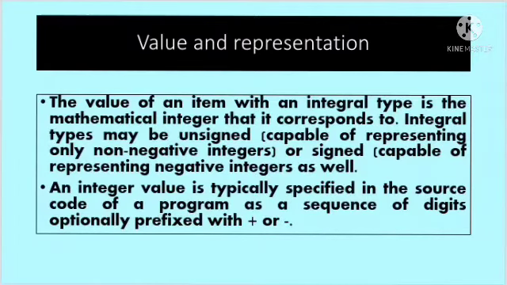Value and representation. The value of an item with an integral type is the mathematical integer that it corresponds to. Integral types may be unsigned or signed. Signed means it is capable of representing negative integers, while unsigned means capable of representing only non-negative integers. An integer value is typically specified in the source code of a program as a sequence of digits optionally prefixed with positive or negative.